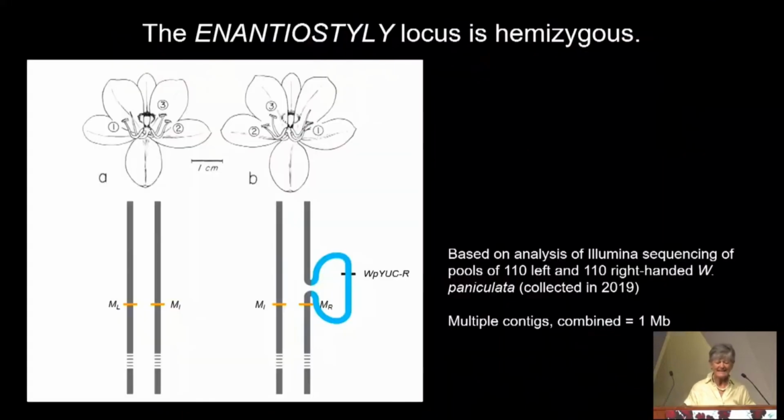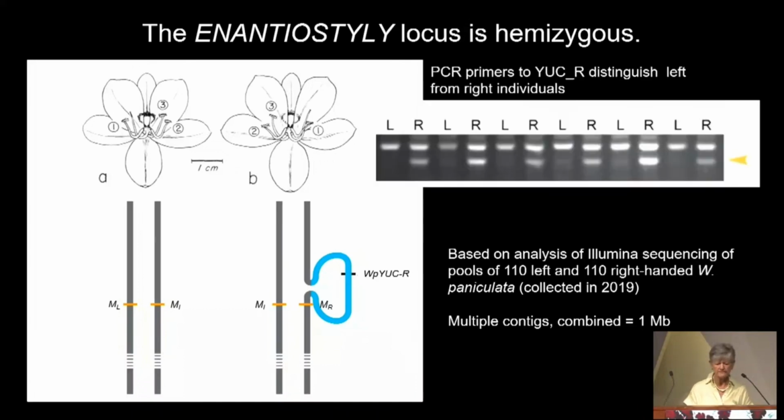And what we did, at the start before we wrote the grant, is we collected 110 left-handed plants and 110 right-handed plants, pulled the DNA from those plants, and sequenced the left and the right, and asked, what's the difference between them? And what we found is a whole lot of contigs that were only present in the right-handed plant, and there was about 1 megabase worth of multiple contigs.